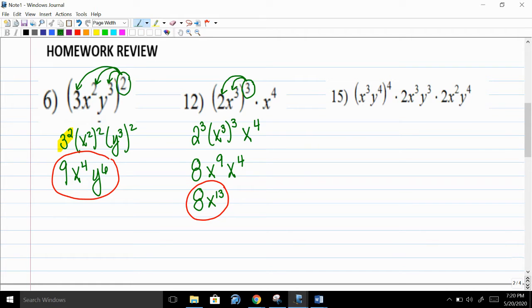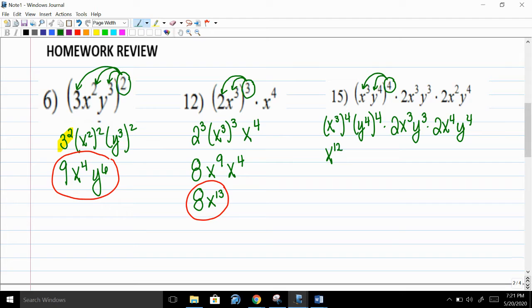And then the last problem there, number 15, which was probably the problem on the homework with the most action in it. You distribute your 4 to the x to the third and the y to the fourth. So you have x to the third to the fourth, y to the fourth to the fourth, and the rest of this stuff can just drop: 2x to the third, y to the third, 2x to the fourth, y to the fourth. Exponent, so multiply here. 3 times 4 is going to give you an x to the 12th. Exponent, so multiply there, that's going to give you a y to the 16th. And then obviously all the rest of that stuff.